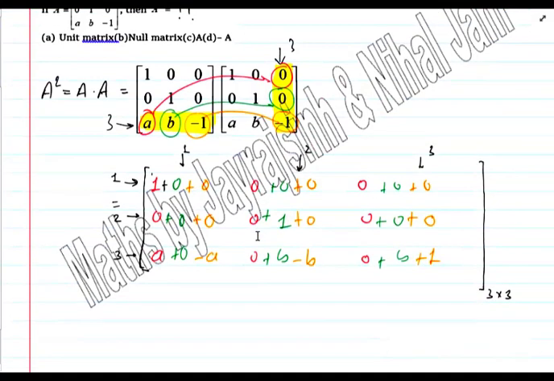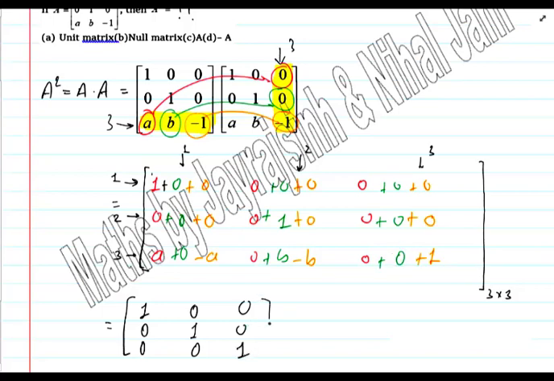Okay, so let's simplify to get our final answer. And the final matrix is 1 and 0, 0. Second row is 0, 1, 0. And A minus A is also 0, B minus B is also 0. And the last term, this is actually 0. 0 plus 1 will give us 1, which is identity matrix of order 3. So the correct option is unit matrix. Ta-da!